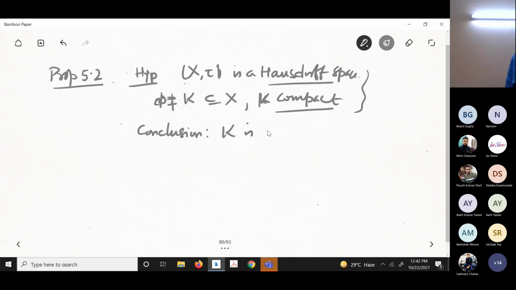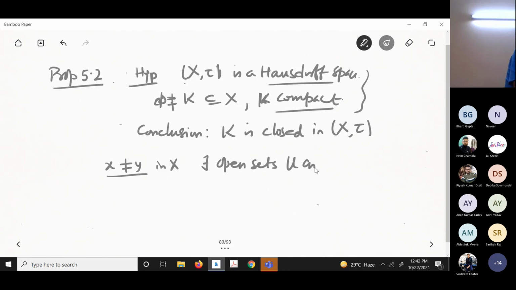K is closed in (X, tau). That means X minus K is open. Hausdorff, you should remember, means whenever you have two distinct points x, y in X, there exist open sets U and V in (X, tau) such that x belongs to U, y belongs to V, and U and V are disjoint. This is the definition.